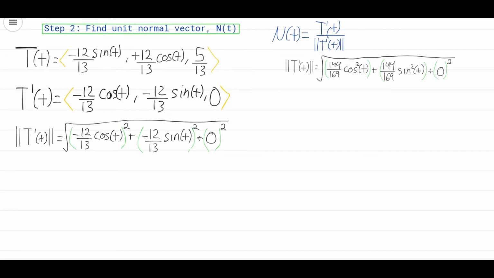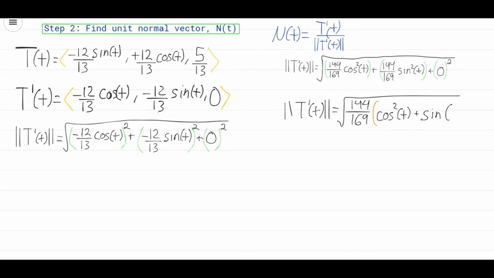And from here on, what we're going to do is eliminate the 0, and we can factor out 144 over 169 because it's a common factor for the sine squared and the cosine squared. So we can factor that out of those two terms. So we're left with cosine squared plus sine squared, and the 0 just goes away.